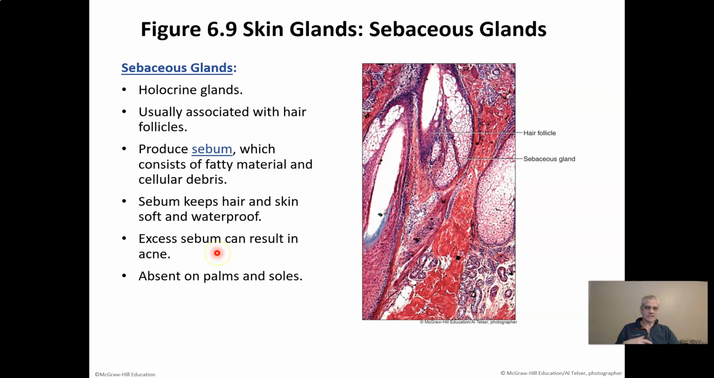A disease associated with the excess production of sebum is acne. This is another reason to keep your skin clean. And there are treatments for the excess production of sebum, which leads to acne. But remember, it's absent on palms and soles. Okay. So, associated with hair shafts, it is a holocrine gland. Okay, holocrine glands.